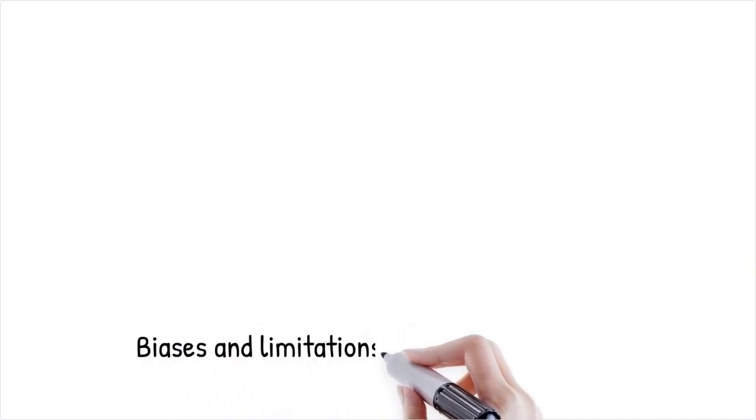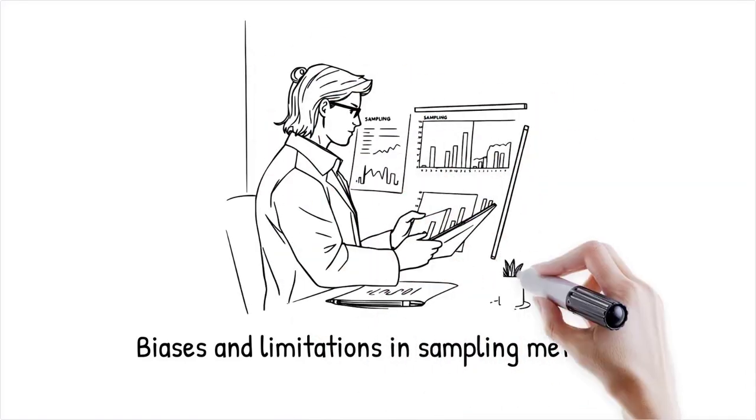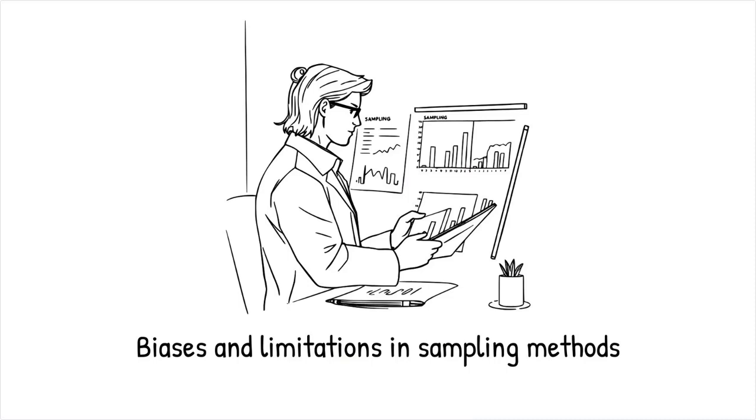Each sampling method carries inherent biases and limitations that can impact the validity of the research findings. Probability-based methods like random and stratified sampling minimize bias, but even these can be affected by issues such as nonresponse or measurement error. Non-probability methods, while cost-effective and convenient, often lead to questions of representativeness and external validity.